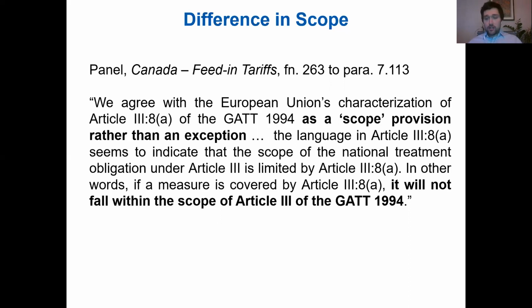The language in Article 3.8a seems to indicate that the scope of national treatment is limited by this provision. In other words, if a measure is covered by Article 3.8a, it will not fall within the scope of Article 3 of the GATT per se as such.